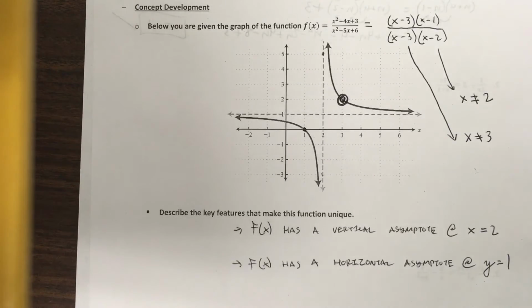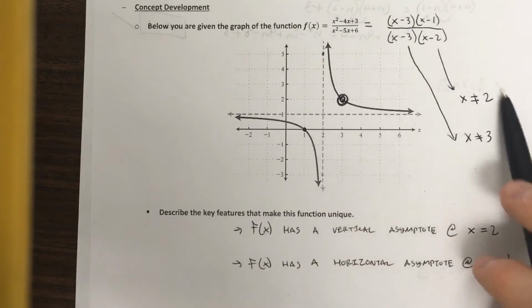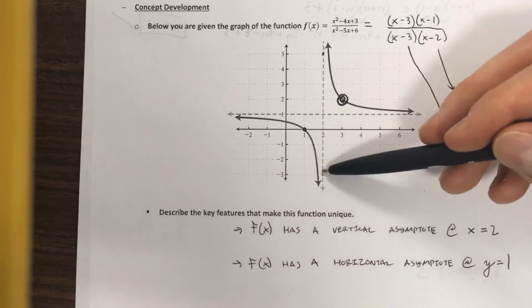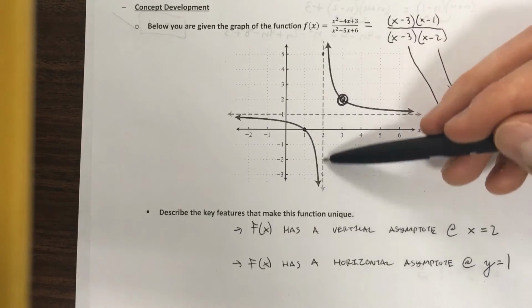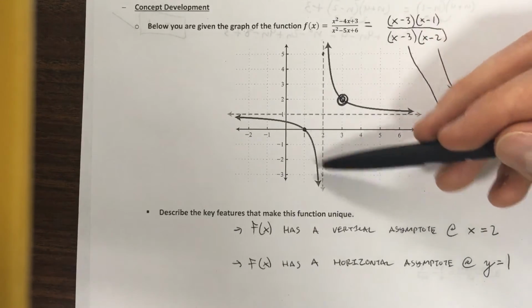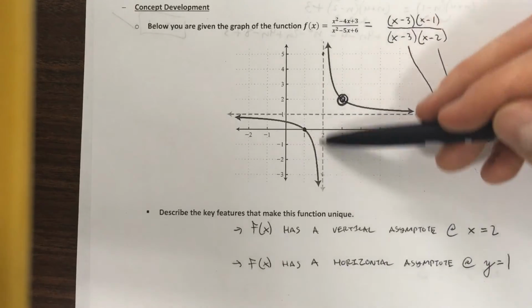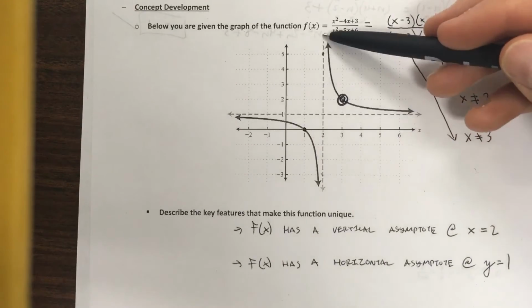This is interesting, because if you look at what x cannot equal, when we look at our graph, at x equals 2, that's where our asymptote is. That's where our function cannot touch. This part cannot get to 2. So we have a vertical asymptote there.